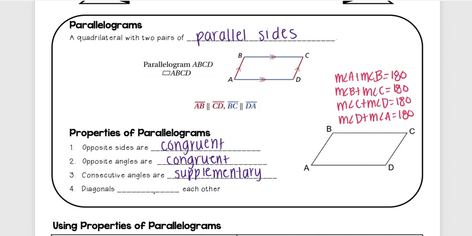So any angles that are right next to each other are going to add up to equal 180. And then for this last one, diagonals bisect each other. So they cut in half. So what that means is if I have my diagonals drawn here, since they bisect each other, that means that this part is congruent to this part, and this part is congruent to this part. If you see this, it'll normally have some letter here, so let's say it's E. That would mean AE is congruent to EC, and BE is congruent to ED.